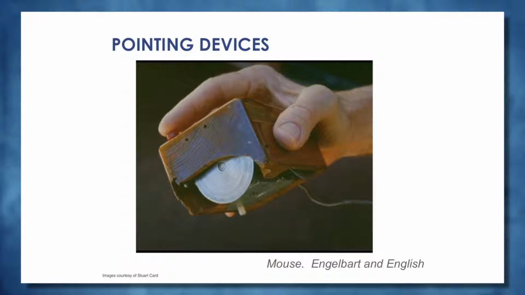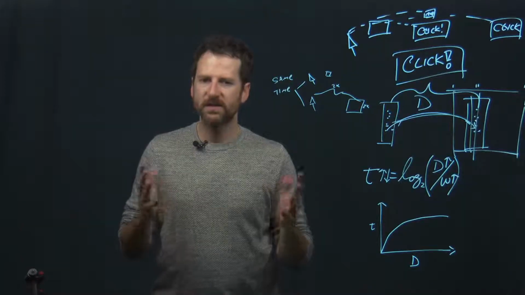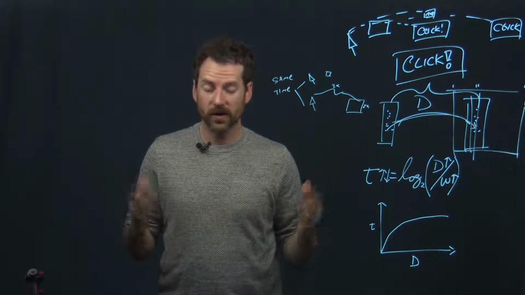Notably, from the very beginning, Engelbart and team tried several different alternative pointing devices and measured the relative performance of them. And the mouse, that big wooden block that Engelbart and his team invented, performed better than all of the other alternatives that they tried. Since then, a bunch of other pointing devices have been created.